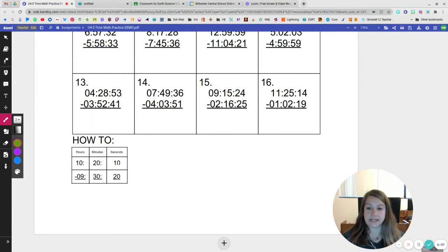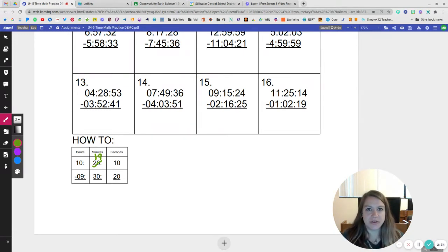Can't take 20 out of 10. So I do have to go next door, and I'm going to take one from the minutes section. So this will leave me with 19 minutes. However, I just borrowed 1 minute, but I'm going to put it in the seconds column. I can't just add 1 because there's not 1 second in 1 minute. How many seconds are in 1 minute? 60. Good. But there's already a 10 there.